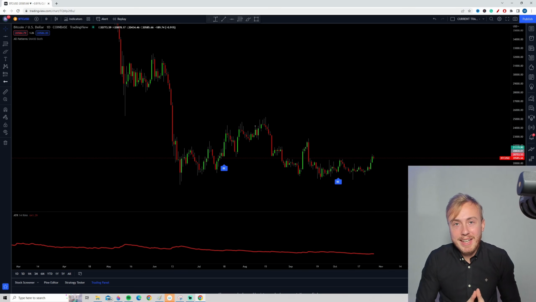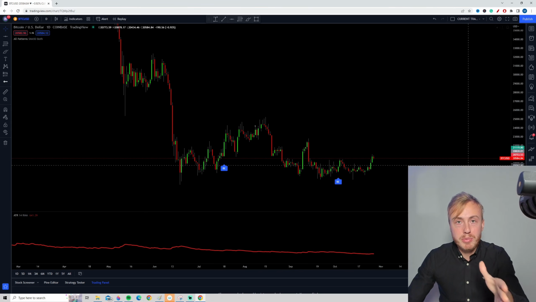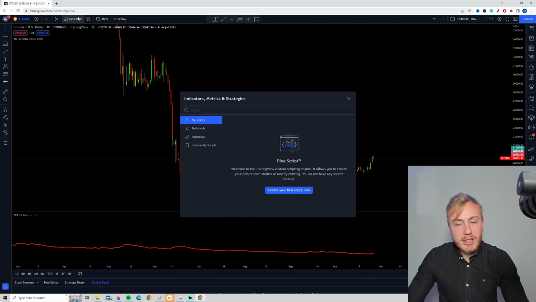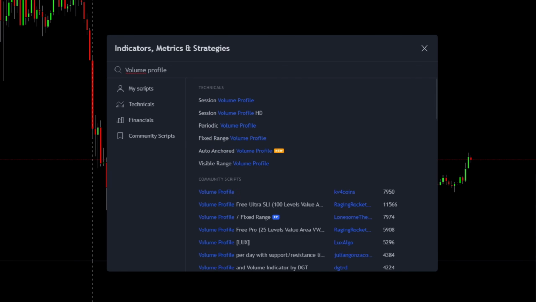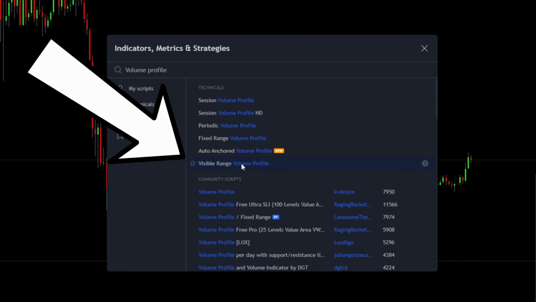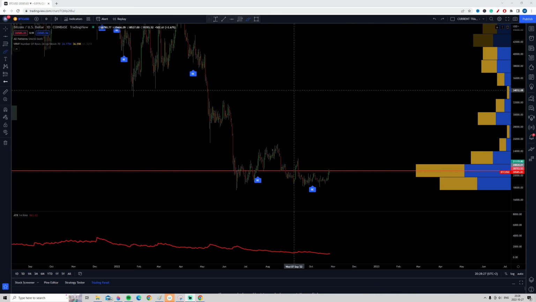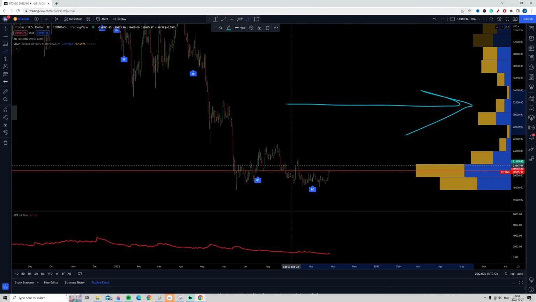So our third indicator we're going to take a look at today, and this one is amazing, is the volume profile indicator. To open up the volume profile, you go up to indicators right here and simply search for volume profile. What you will notice here is that we have many different types of volume profiles. Today I'm going to use the visible range. And you can see that just recently it popped up some bars here on the side of the screen.